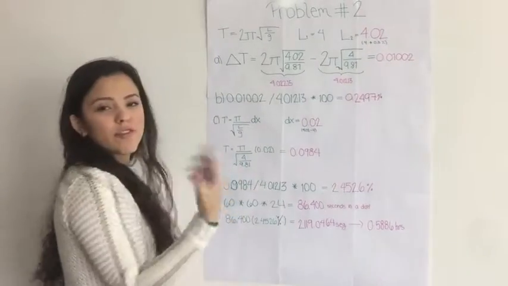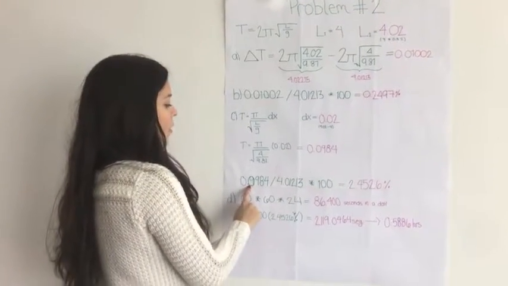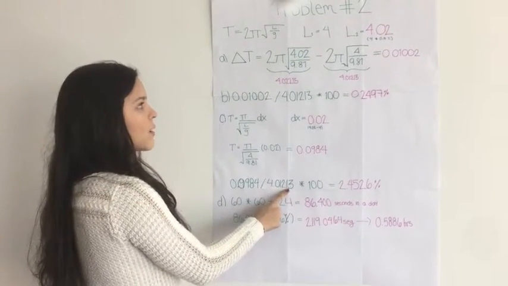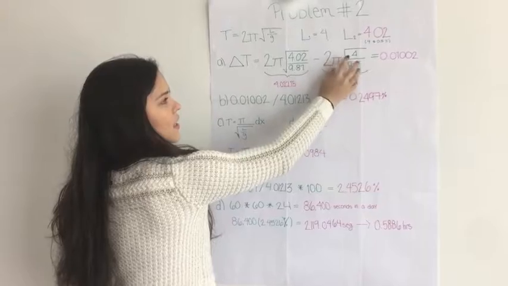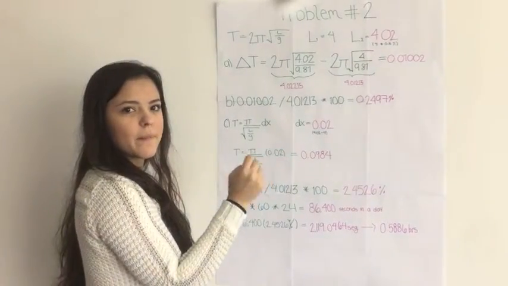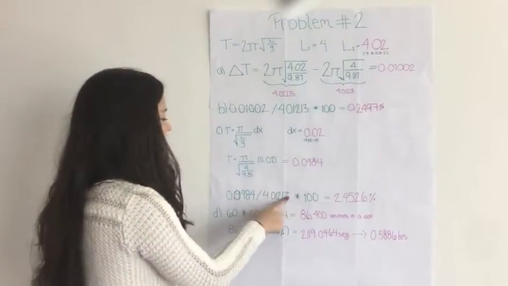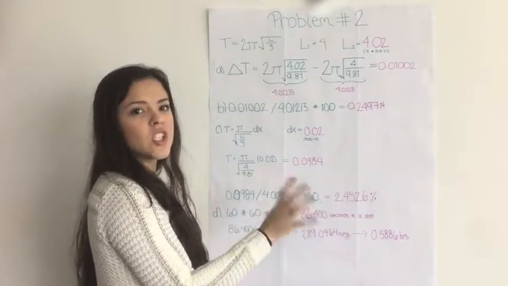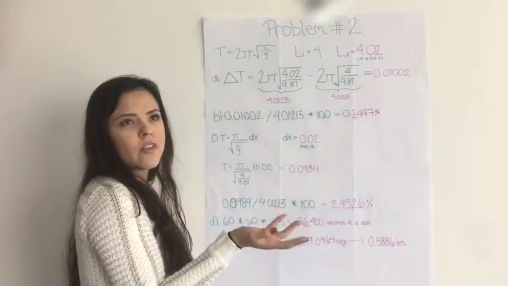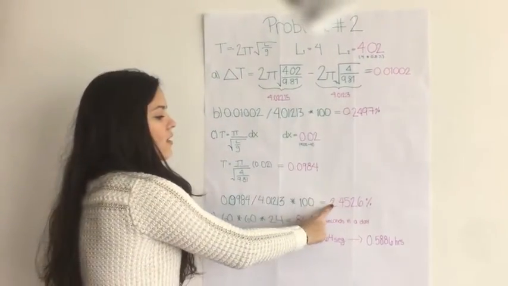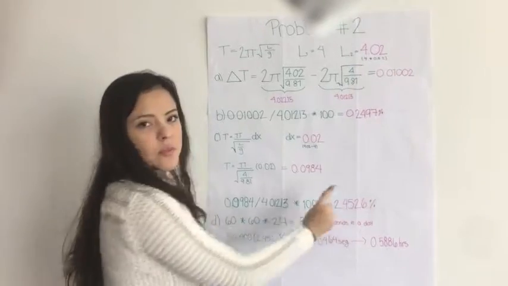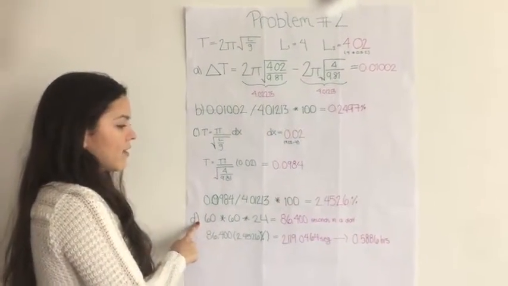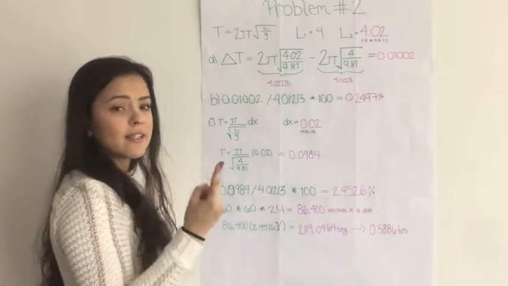0.0984. For finding the percent, we divide 0.0984 over 4.01213, which is the answer that the original equation must give us, and then we multiply it times 100, and we get that the approximate change or the margin of error is 2.4526%.